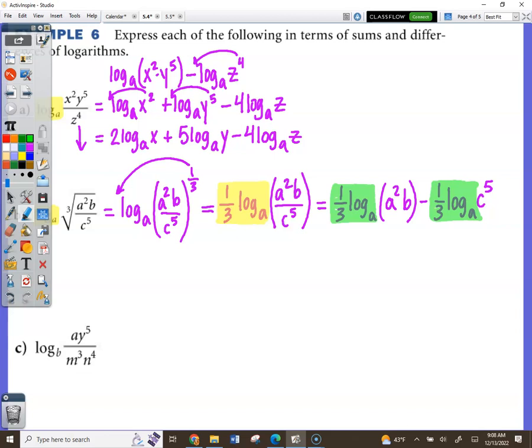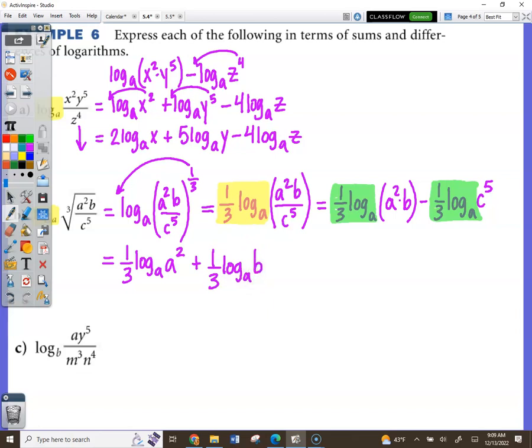Okay, so this block right here is multiplication. I'm going to change it to addition. All right, so we'll separate the a squared and the b to addition. I'm running out of room, so I'm going to come over here. So I've got my green block, one third log base a of a squared, plus my green block, one third log base a of b.